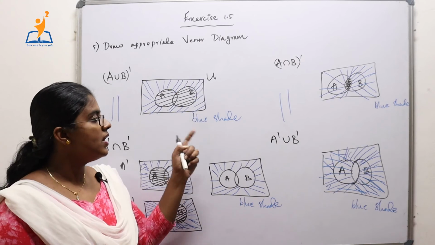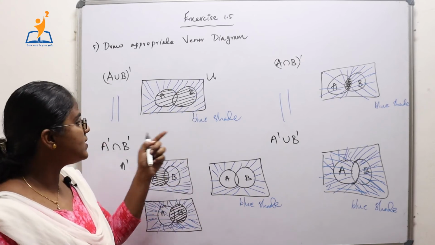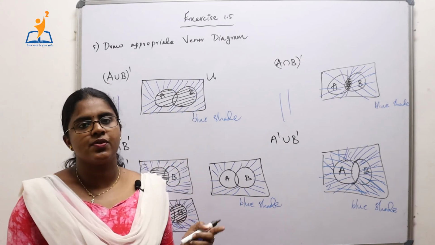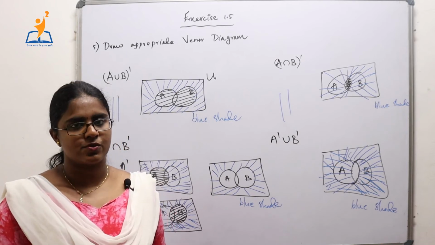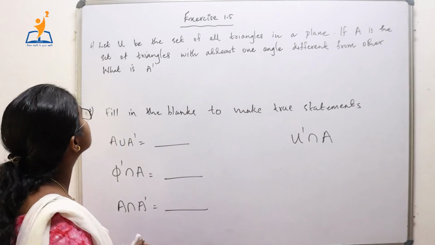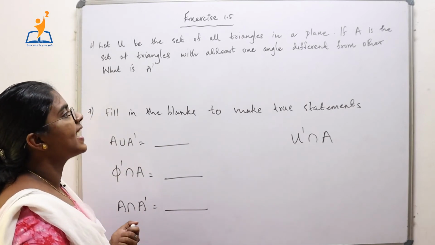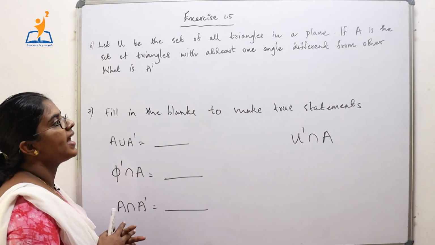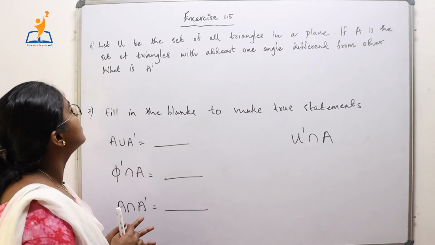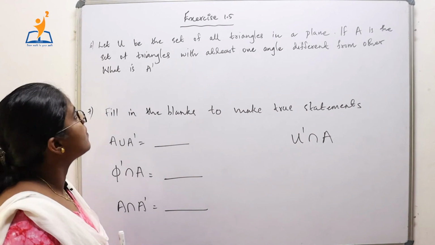We have drawn the Venn diagrams for all these 4 sets, and hence we proved the De Morgan's law. Now we shall move to the next question. The next question is, let U be the set of all triangles in a plane. If A is the set of triangles with at least one angle different from other, what is A complement?